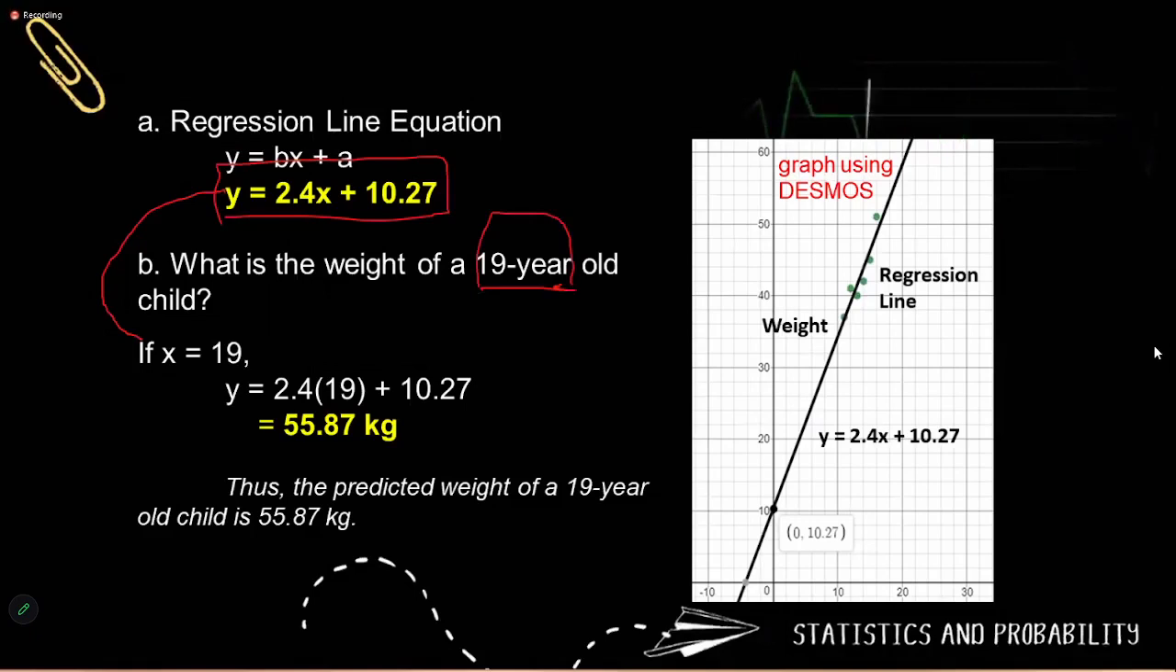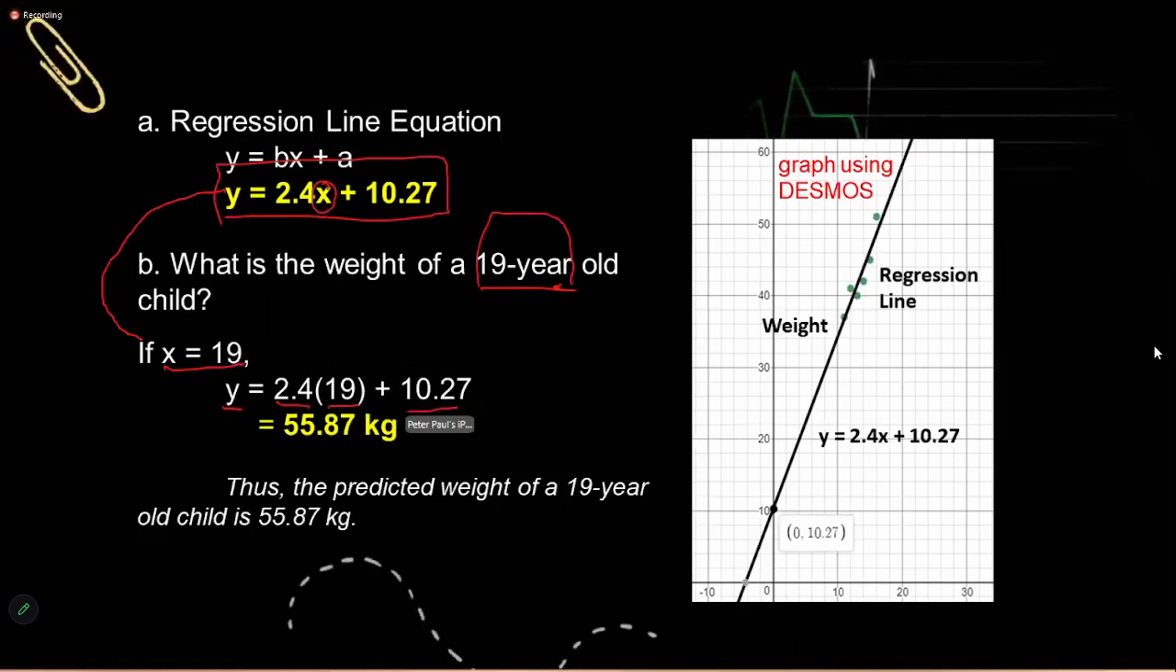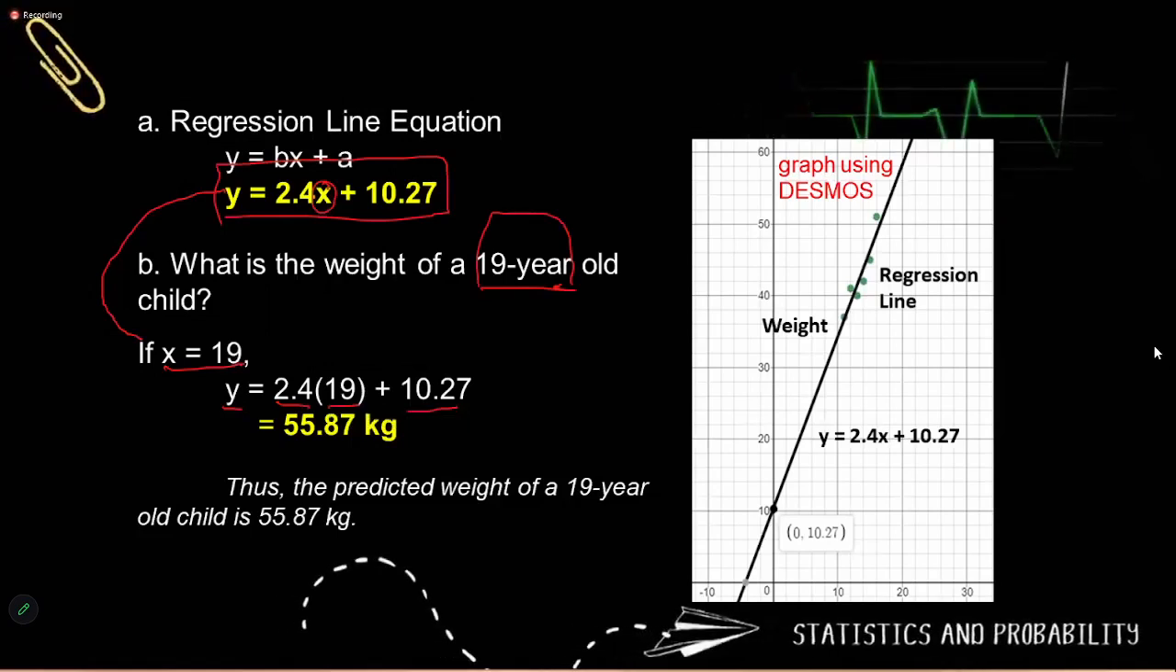So papalitan nyo yung x ng 19. So x is 19, so y is equal to 2.4 times 19 plus 10.27. So ang predictability variable nyo nun, mape-predict natin na kapag ang bata ay 19 years old na, ano na yung timbang niya? 55.87 kilo. So thus, the predicted weight of the 19-year-old child is 55.87.